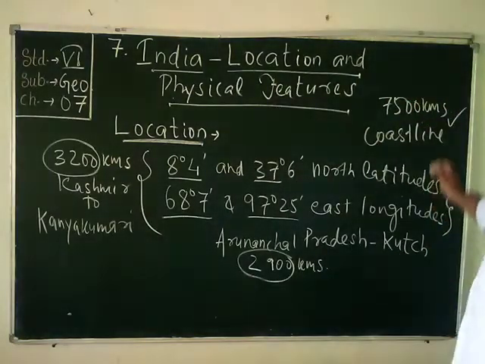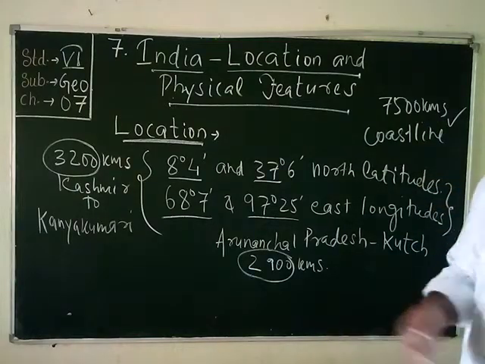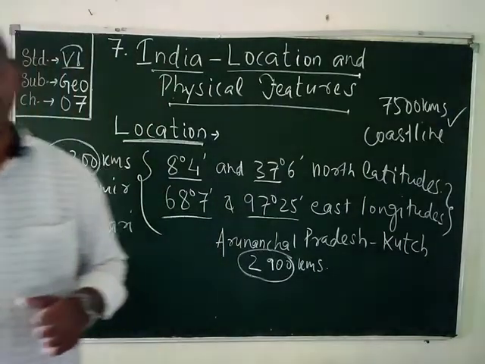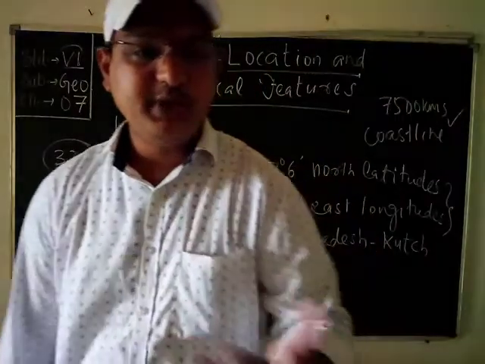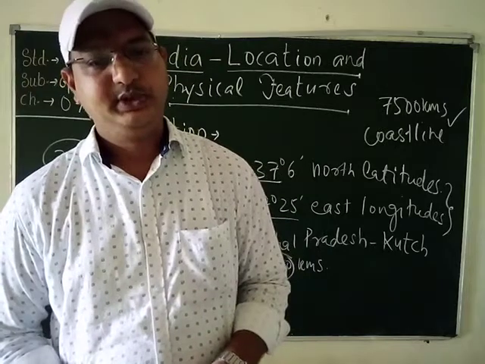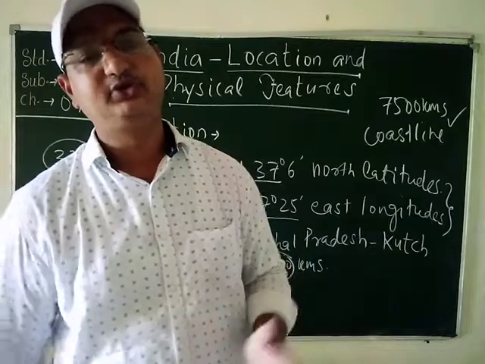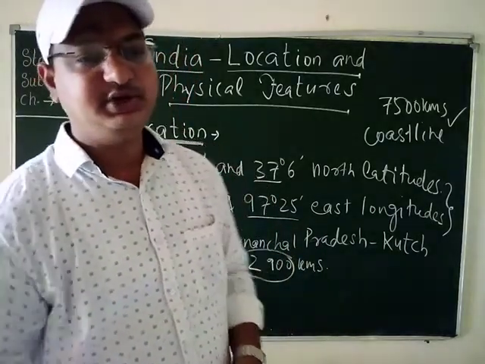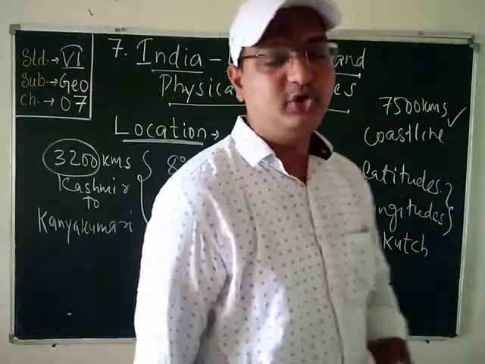Students, I am telling you that 7,500 kilometers is the long coastline from Gujarat to West Bengal, and Gujarat is the state in our country which has the longest coastline. Then students, the Tropic of Cancer passes almost midway through India. Therefore, peninsular India, the lower part of our country, lies in the tropical region, whereas northern India is subtropical.